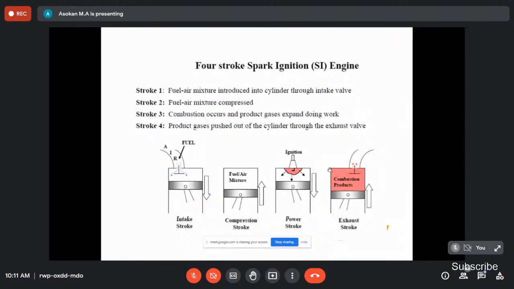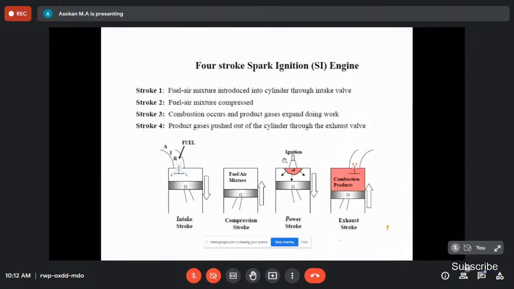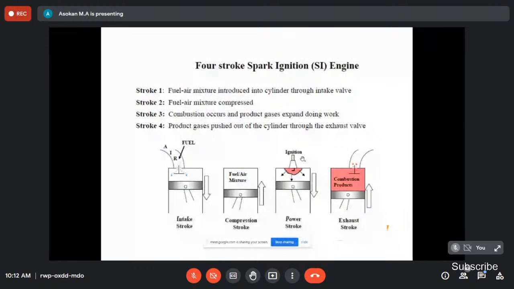What is the SI engine? The spark ignition engine. Why do we need spark ignition? Because we are using petrol as a fuel, and the ignition temperature is very high. That's why we use an additional device, the spark plug. With the help of the spark plug, we can ignite. But there is no need of a spark plug in the case of the CI engine. Instead, there is an injector, because the ignition temperature of diesel is less compared to petrol. So we can achieve the ignition temperature based on compression alone. That's why it is called compression ignition.